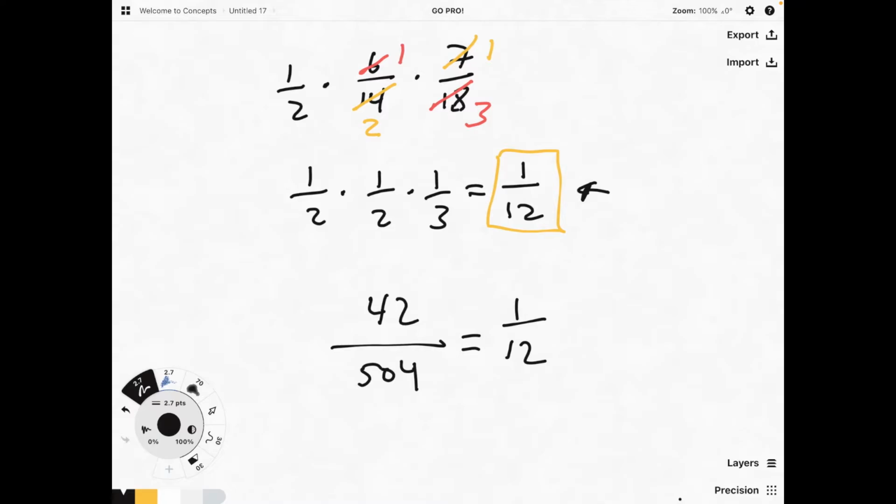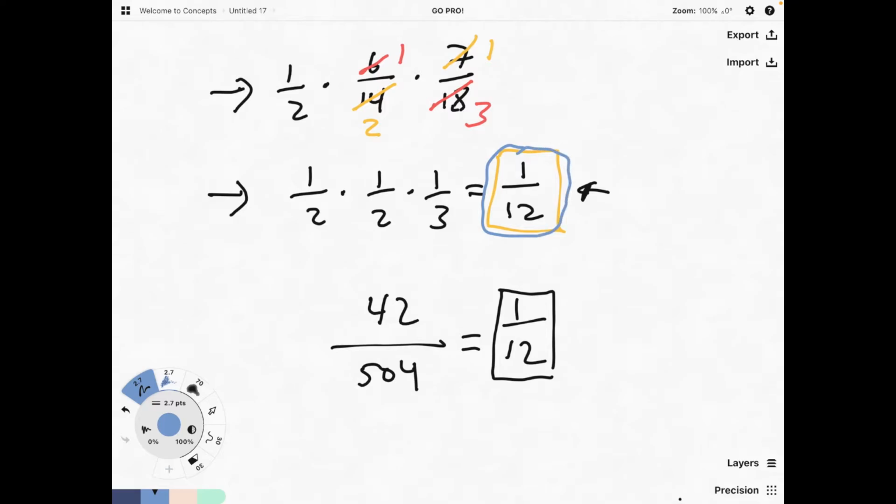By simplifying, I was able to reduce it down to 1/12, which is again why I like to reduce everything down first and then multiply, because that's going to give you your reduced answer, and your reduced answer being your final answer. Okay, now that we understand how to multiply fractions, let's look at dividing fractions.